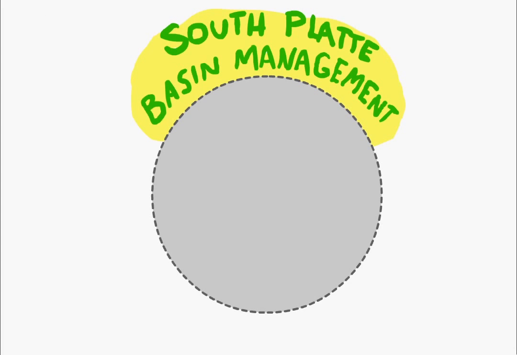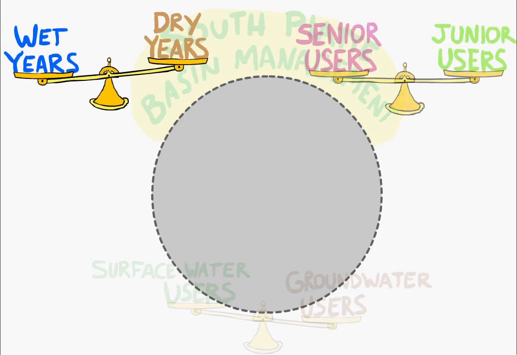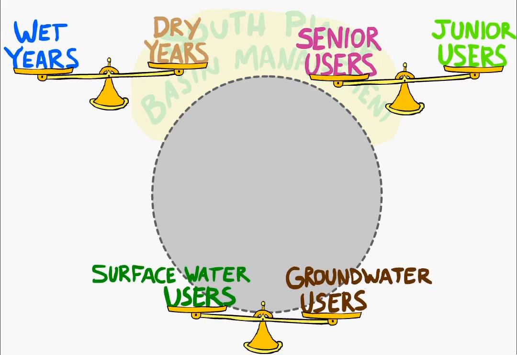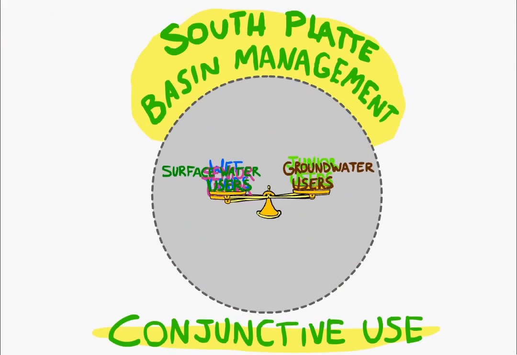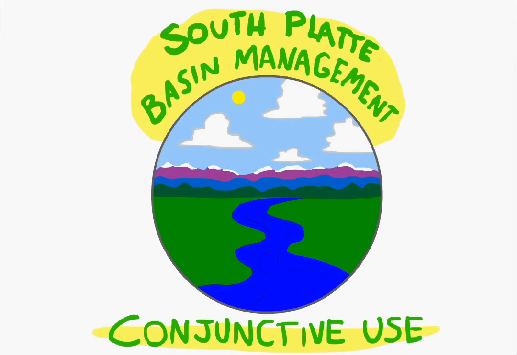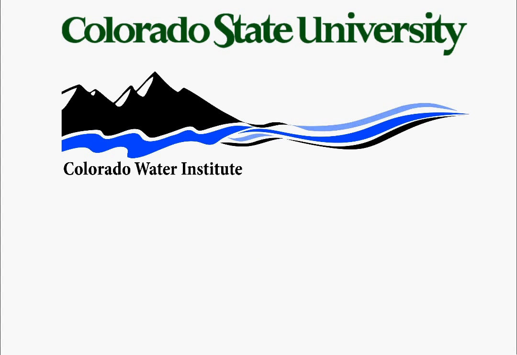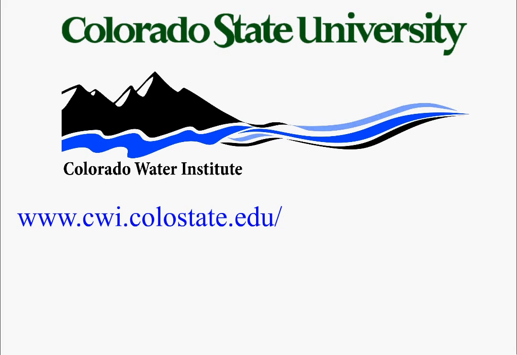They recommended the need for a new basin-wide entity, for better organization to utilize science and good policy in the conjunctive use and management of surface and groundwater. These and other recommendations and findings can be found at www.cwi.colostate.edu/South Platte/findings.